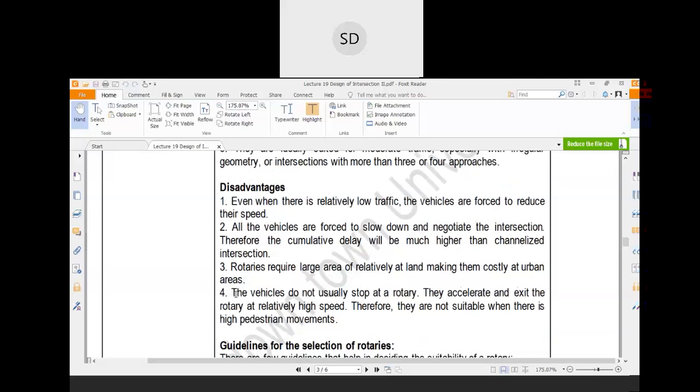Next, the vehicles do not usually stop at a rotary. They accelerate and exit the rotary at a relatively high speed. So in the rotary intersection, the vehicles are forced to reduce the speed, but whenever they try to get out of the rotary, they acquire a higher speed. Therefore they are not suitable when there is high pedestrian movement. If there is high pedestrian movement, in such cases the rotary intersection will fail.